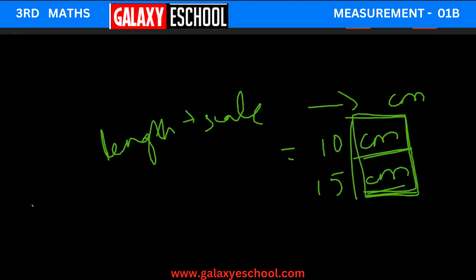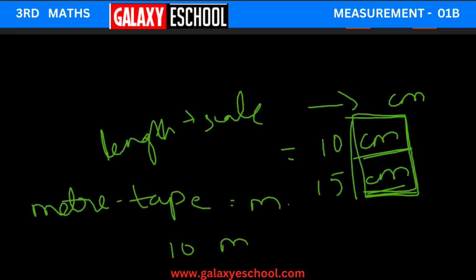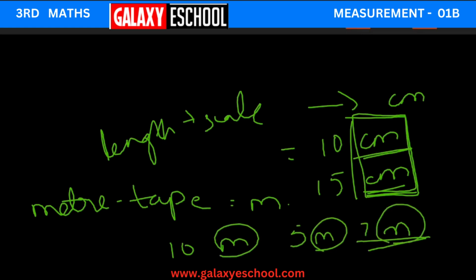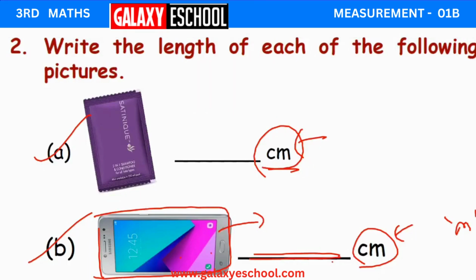Writing it is important. Now if you are using a meter tape, then the answer would be in meters. So again, say 10 meters or 5 meters, 7 meters. The answer should be written in terms of meters. Do not forget this point.